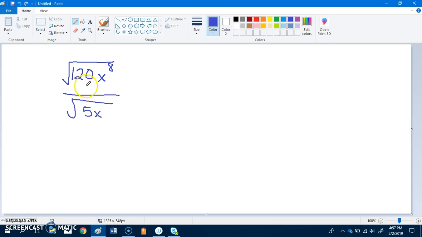So what we have is a fraction where we have a radical in the numerator and also in the denominator. The first thing we want to do is consolidate the numerator and the denominator under one radical sign, and we can do that by just doing one sign and then putting everything inside of it like that.